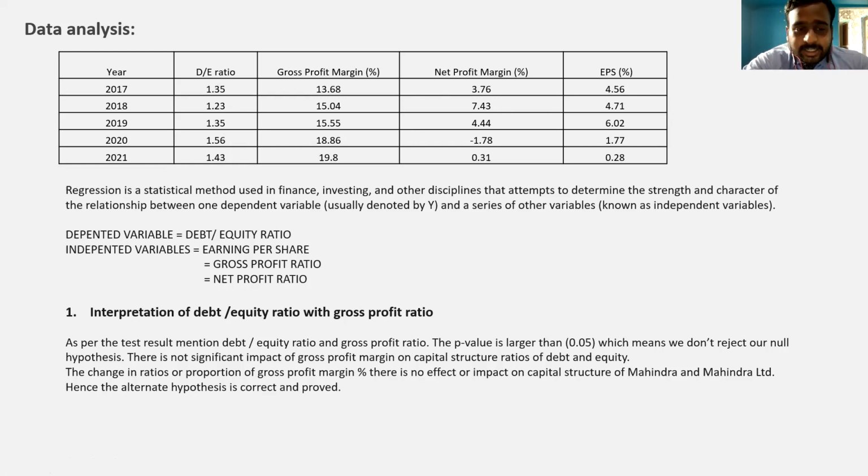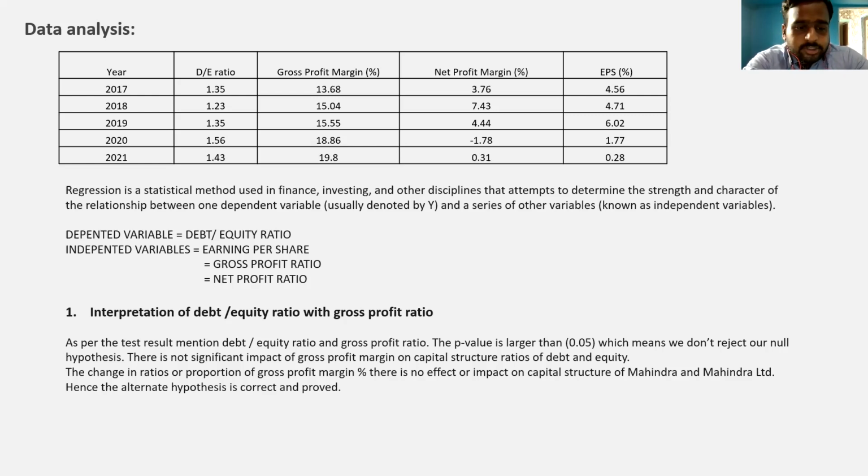Regression is a statistical method used in finance, investing, and other disciplines to attempt to determine the strength and characteristics of the relationship between a dependent variable and a series of other independent variables. So the regression test has given us a clear idea about the relationship between one variable and the others. Our dependent variable is debt to equity ratio. Our independent variables are three, which are earning per share, gross profit ratio, and net profit ratio. We will be comparing one by one independent variable with our dependent variable.